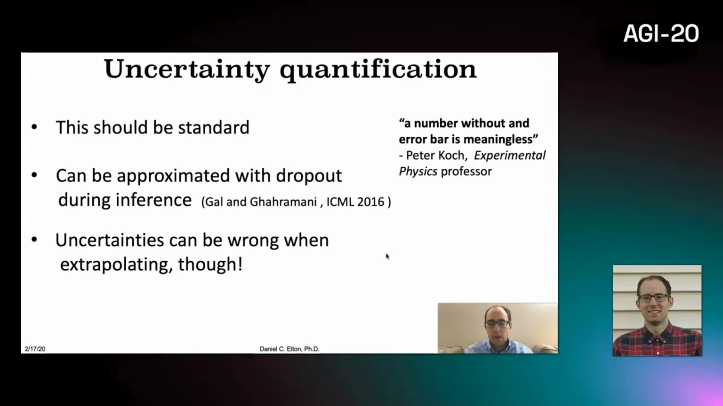But there are also some other important things which I believe should be more standard for increasing trust in AI. The first is uncertainty quantification, which for a long time was not done for computational reasons, but now we know that Bayesian uncertainty can be approximated with dropout during inference. So there's really no excuse for not doing this now. But uncertainties can be wrong when extrapolating, just as the predictions can be wrong.